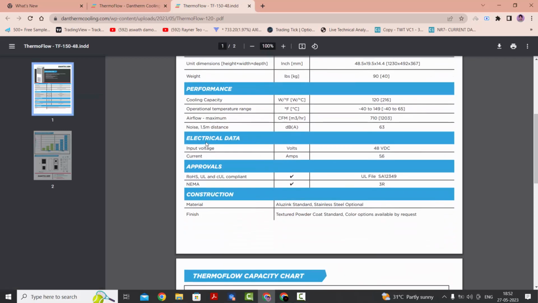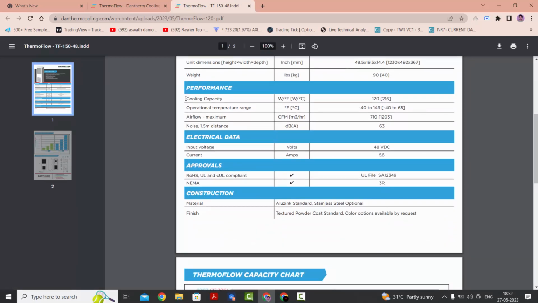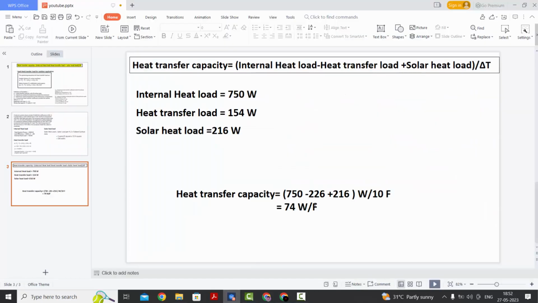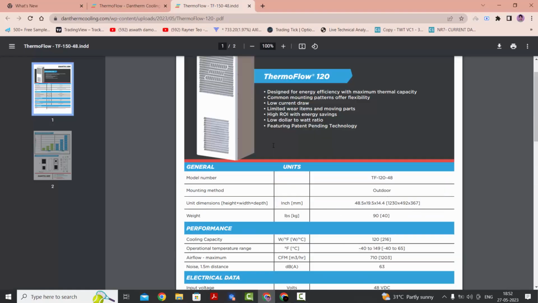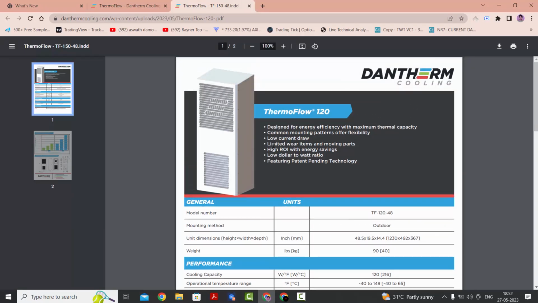Here we can find the cooling capacity, mentioned in watt per degree Fahrenheit, that is 120. And our answer was 74 watt per degree Fahrenheit. Since that system is capable of giving 120 watt per degree Fahrenheit of cooling capacity, it is suitable. So this is how we can select the heat exchanger for outdoor application.